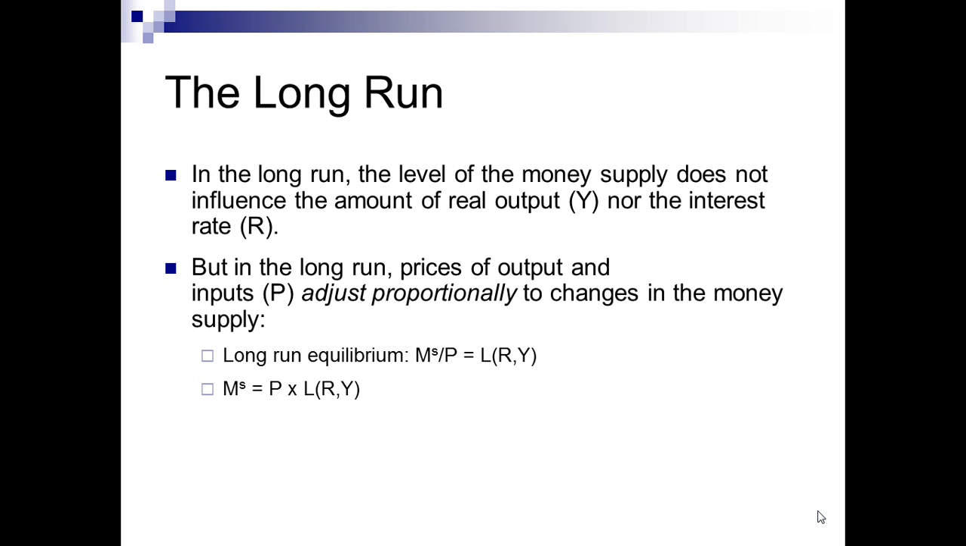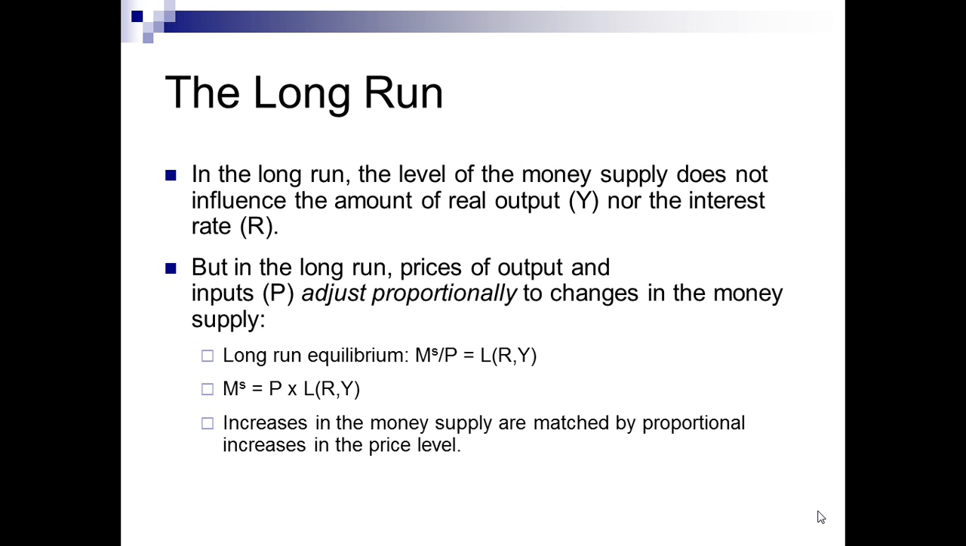We can rearrange this by multiplying both sides of the equation by P. So we get money supply is equal to P times real aggregate demand for money. Now, just as we said before, in the long run, interest rates and real output are not affected by changes in money supply. So those two things are fixed. So if L is fixed, then if there's changes in the money supply, in the long run, the price levels have to change proportionately. So for example, if the money supply doubles, then eventually in the long run prices will double as well. So increases in the money supply are matched by proportional increases in the price level.